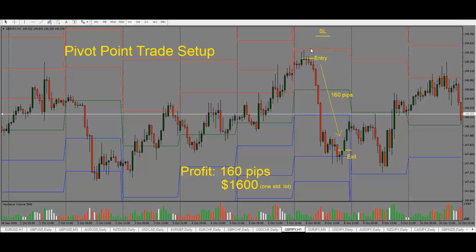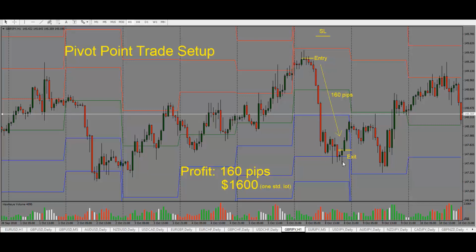Our stop would go on the other side of this R1 level. So we just want to make sure there is room for trade to breathe. And then we stay with the trade as long as price is dropping. Once we get close to our S1 level, we see that price is not really moving fast. It doesn't have as much momentum as it did back here.